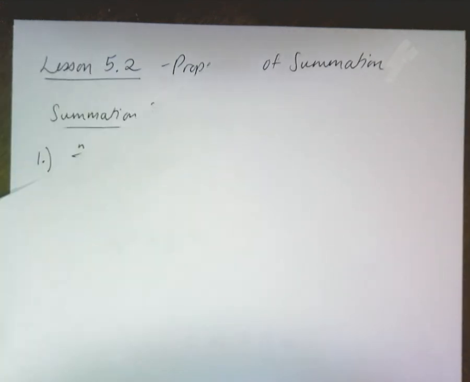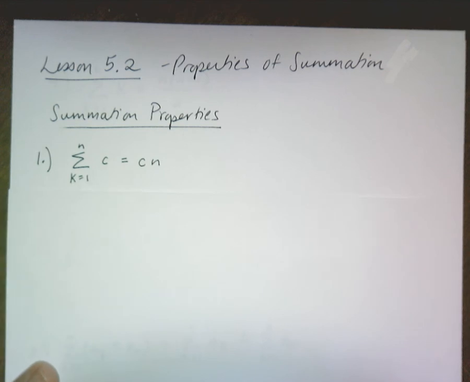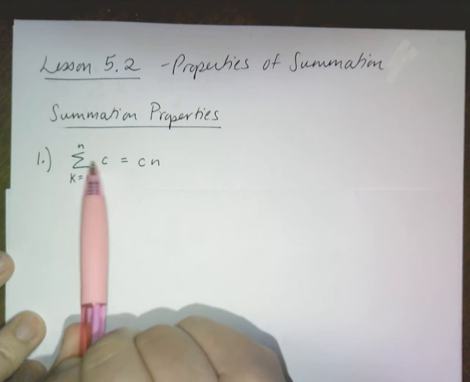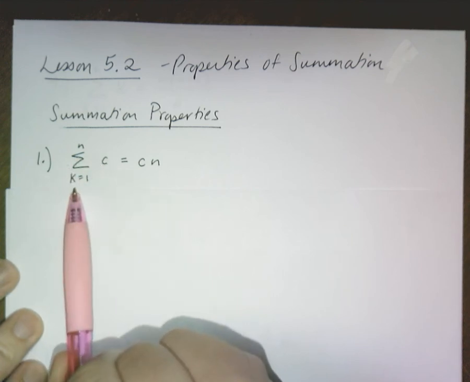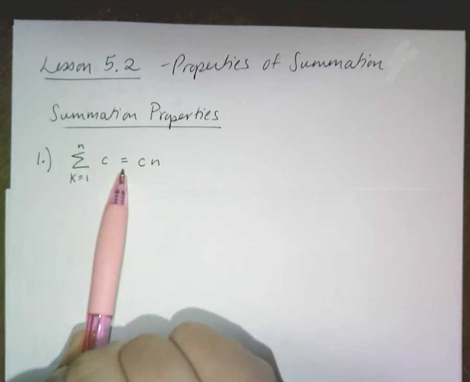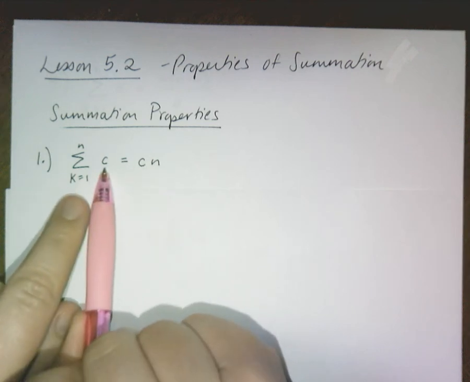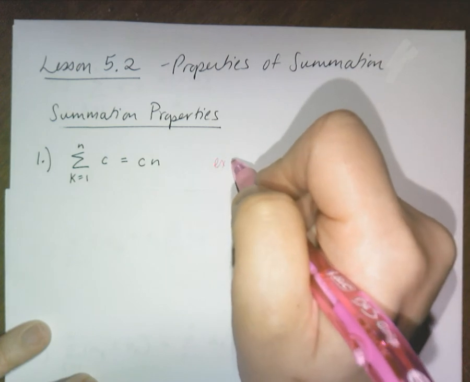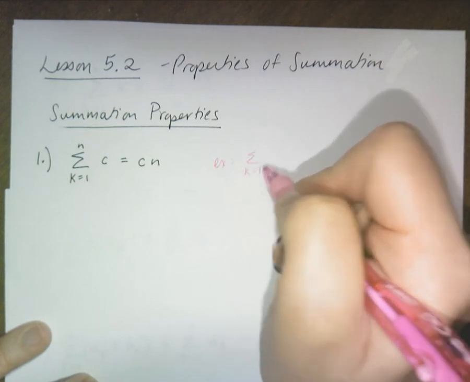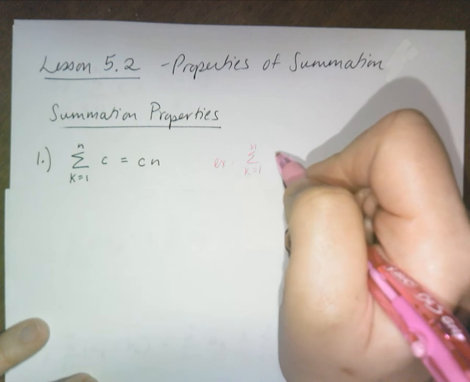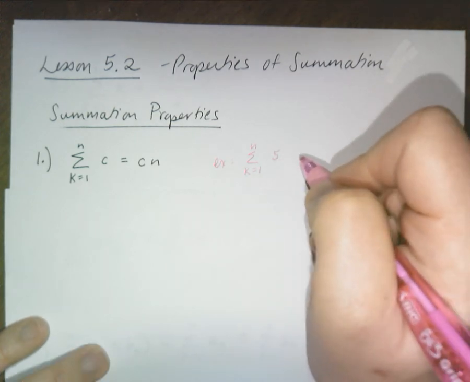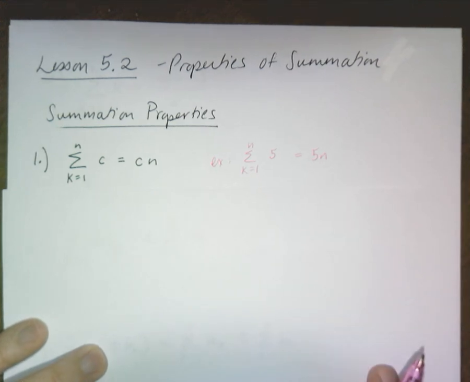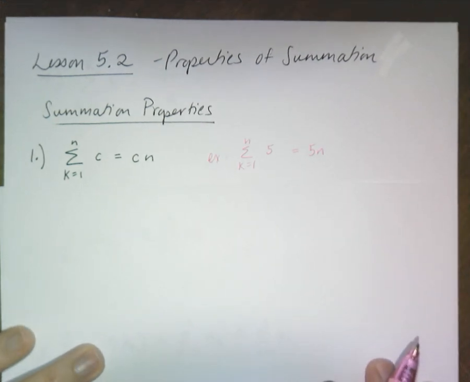All right. So these are the summation properties. Here's the first one. If we're taking the sum of a constant from k equals 1 to n, all you have to do is take that constant and multiply by n. Let me give you an example here on the side. If you had the sum of k equals 1 to n of just the number 5, what you would write out would be 5n. That's it, 5n. Easy breezy, okay?